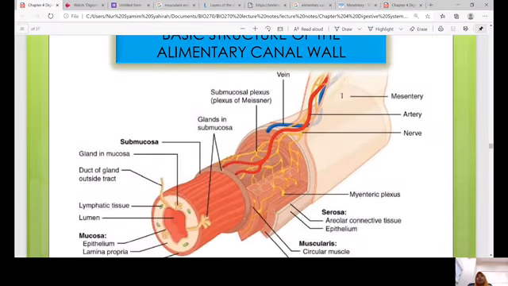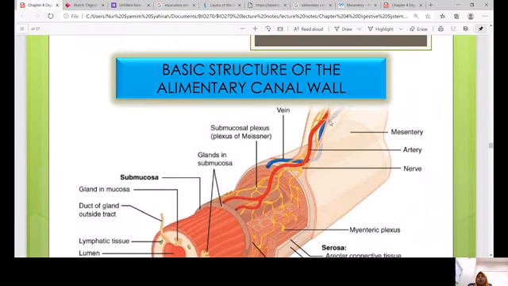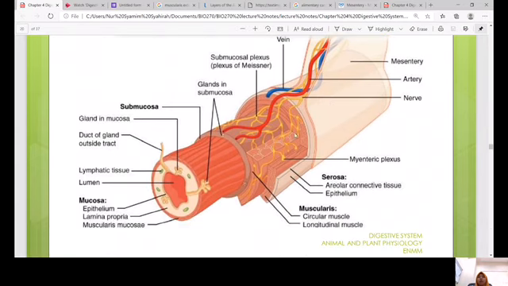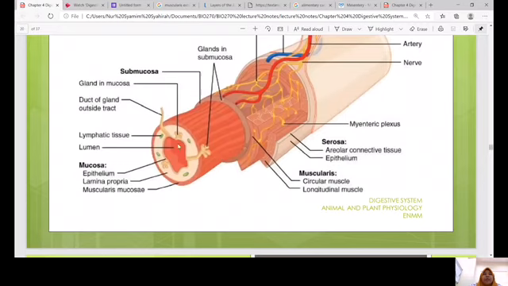Okay, the alimentary canal wall. So this is your alimentary canal and the wall of the canal. If you can see here, this is the lumen. The lumen is the opening of the tract. It consists of four basic tissue layers. The innermost part is the mucosa, which functions as absorptive and secretory, and it is followed by the submucosa. In the submucosa, the molecules from the mucosa are picked up by the blood vessels of the submucosa. So all the blood vessels from the submucosa will absorb any nutrients from the mucosa.